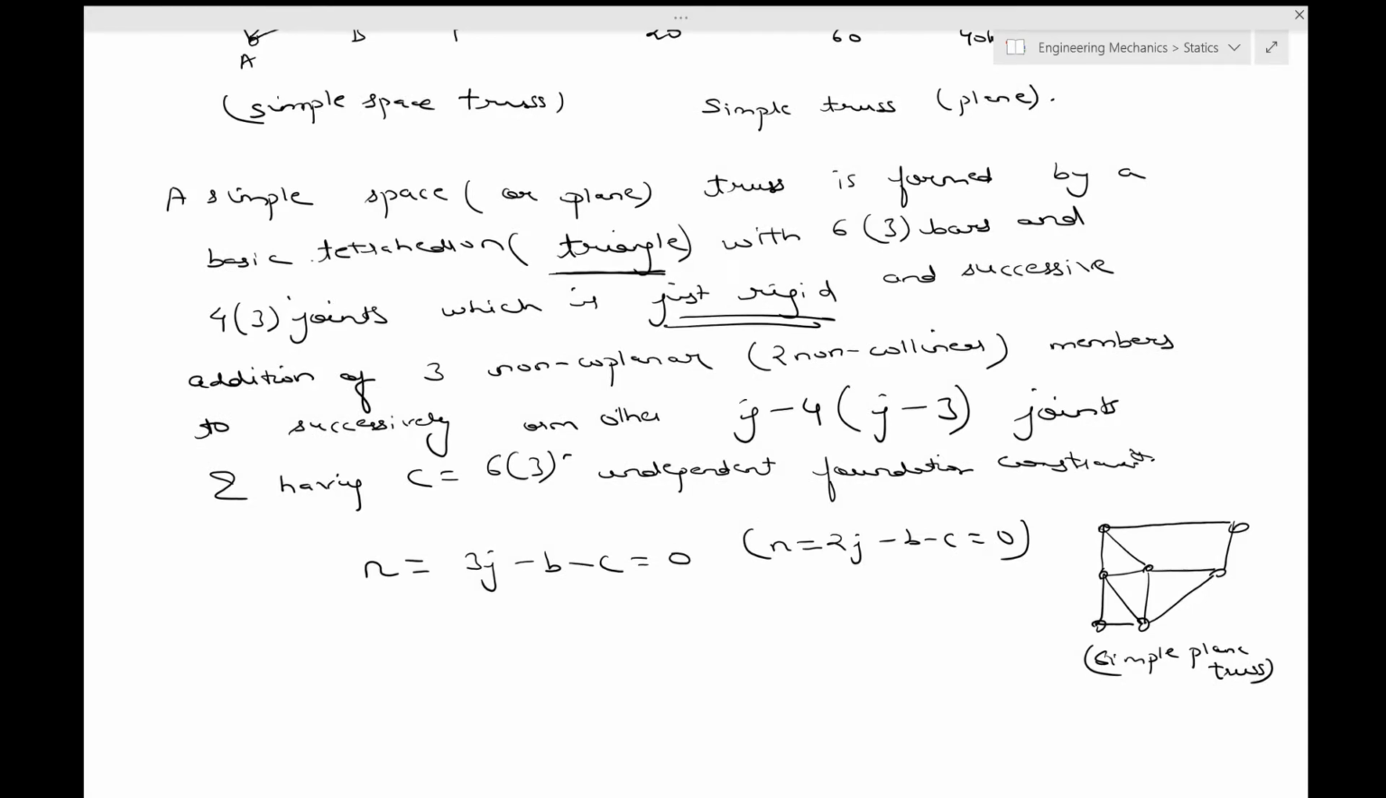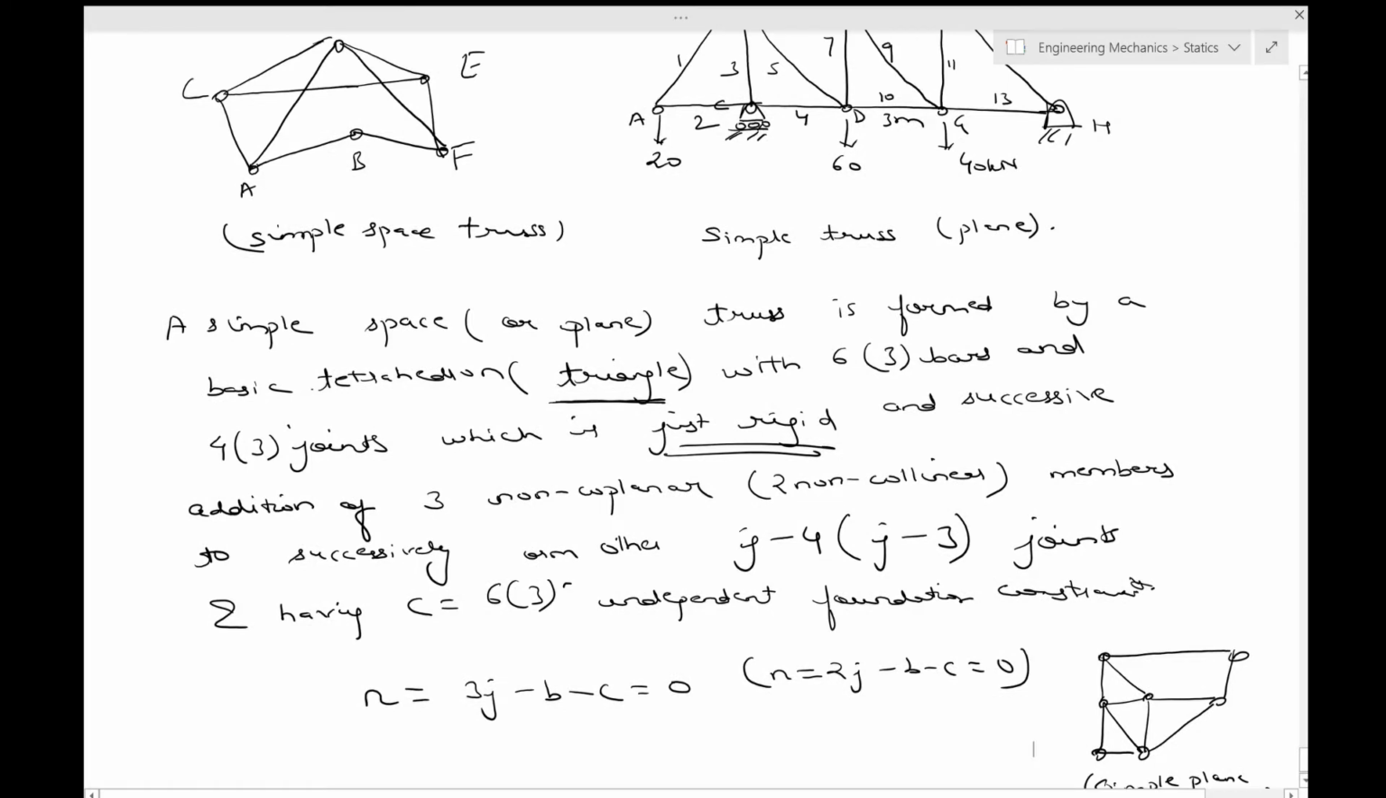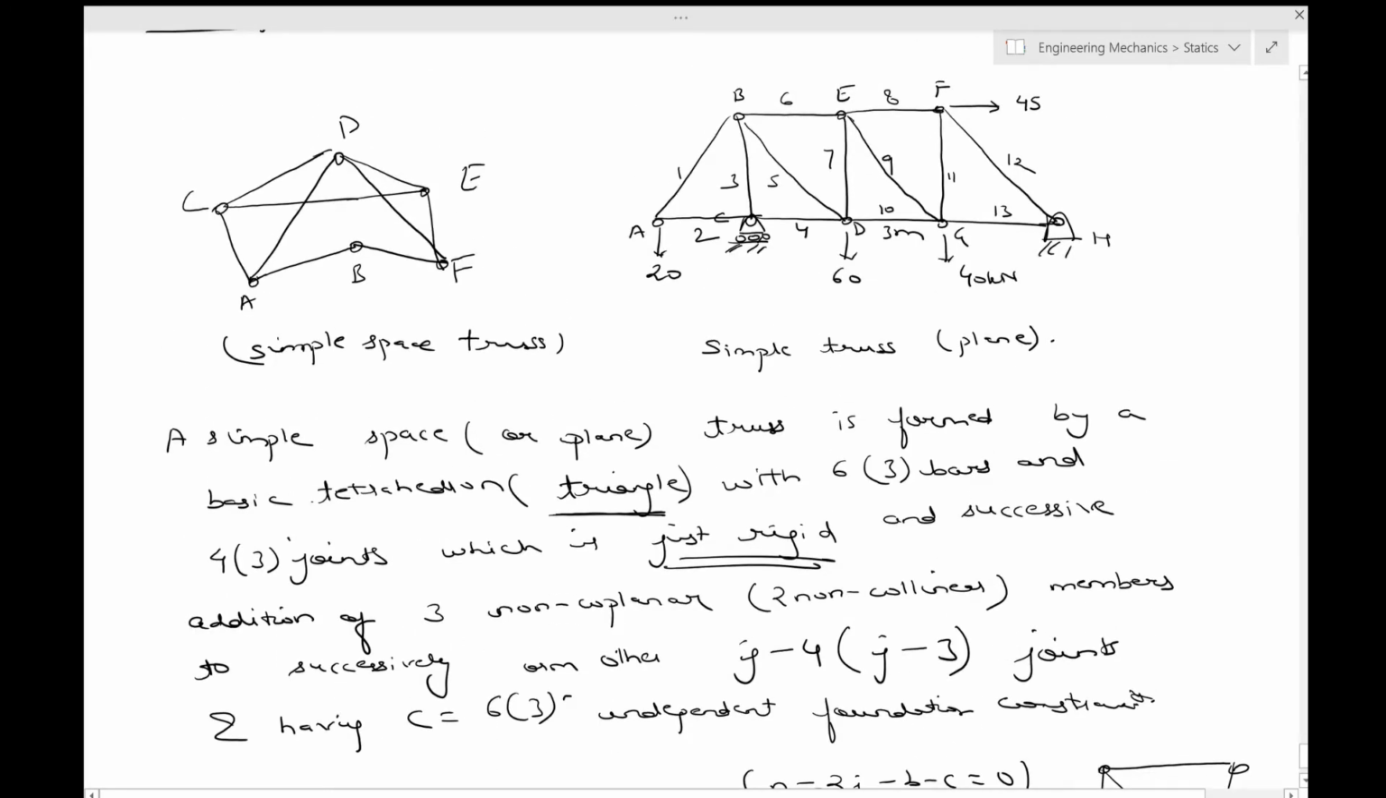Now to be able to find the reactions at these foundations, you can first of all apply the equilibrium equation to the whole truss. There will be 3 equations. And then to find the individual forces, you have to either use the method of joints or the method of sections.